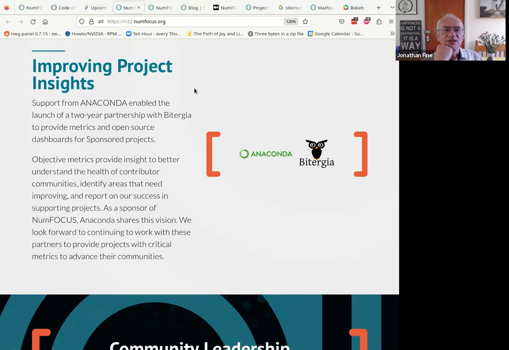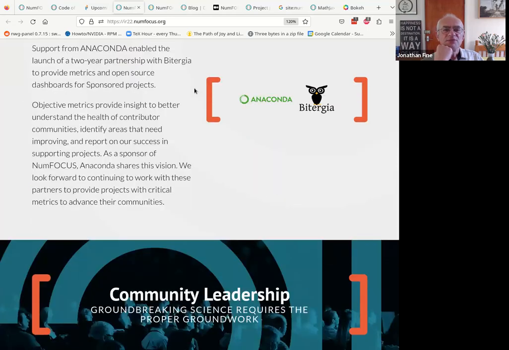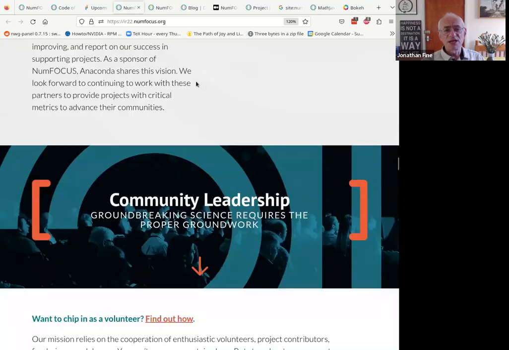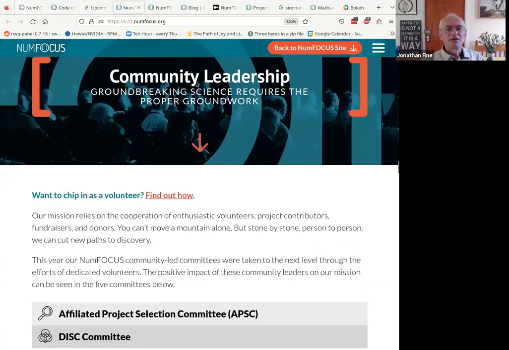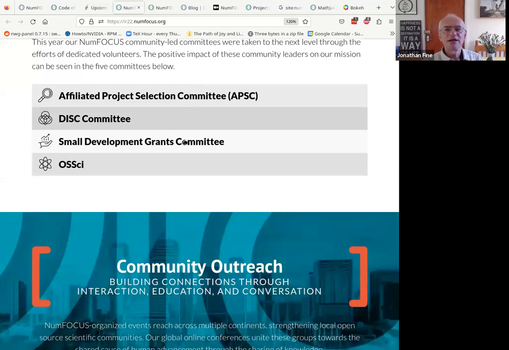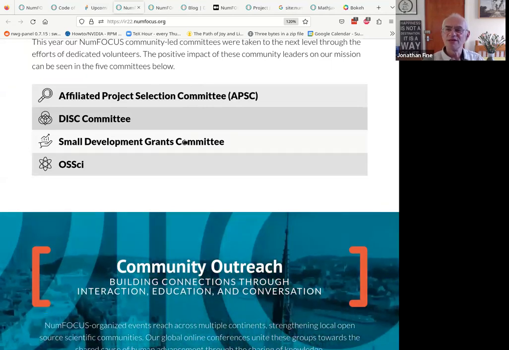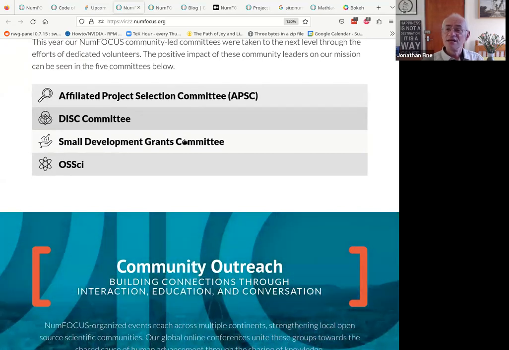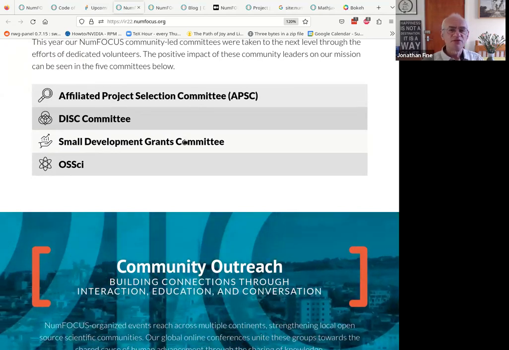Sponsored project metrics. So this is about community strength. Understand the health of contributor communities. So it's sort of eating your own dog food, which is understanding data. So we look at the data we've got regarding our community and we say, well, what are the indicators? What's the prospects? How are things improving? And then people can small development grants committee. I've got my eye on a small development grant, just as a way of understanding NumFOCUS and what NumFOCUS might be able to do for me.